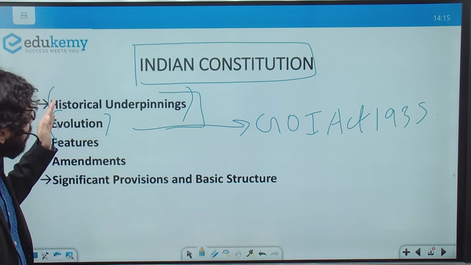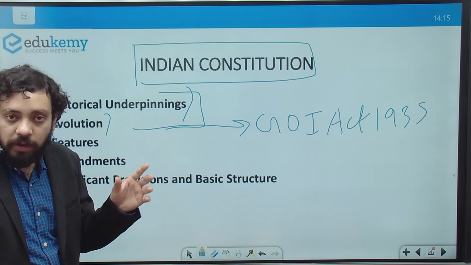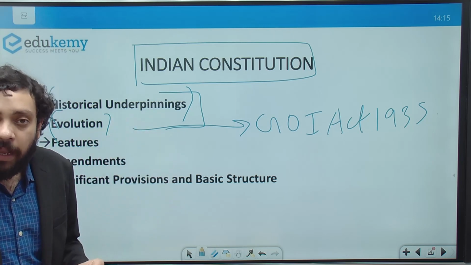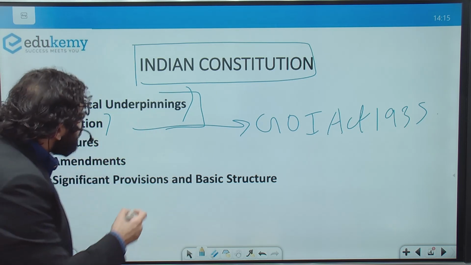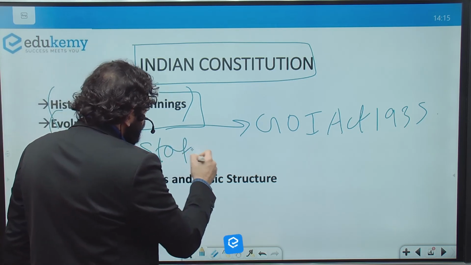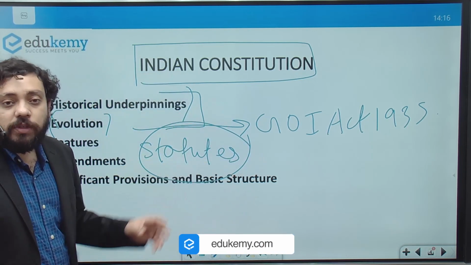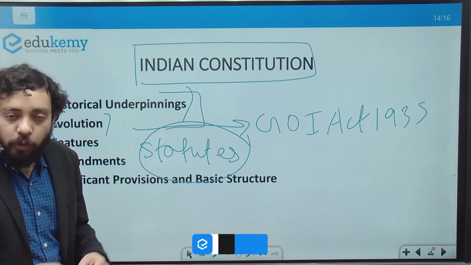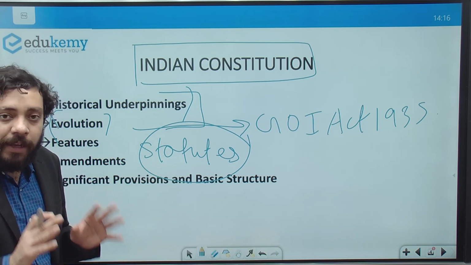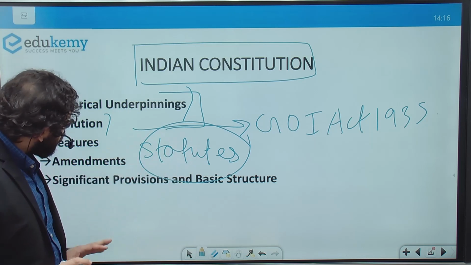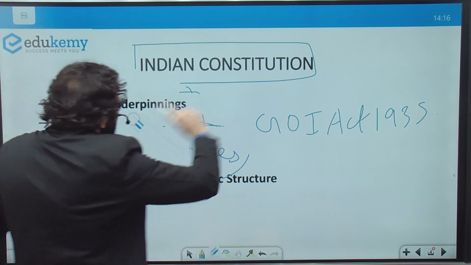So when we study something like historical underpinnings or evolution, we are looking at the socio-cultural and political aspects of the time which enabled the Constitution to come into force, and also the legal aspects. For instance, the statutes, by which we mean the laws which were enforced before the Constitution of India came into its full maturation. Okay, so that's basically what is going to be the coverage over here: historical underpinnings and the evolution.